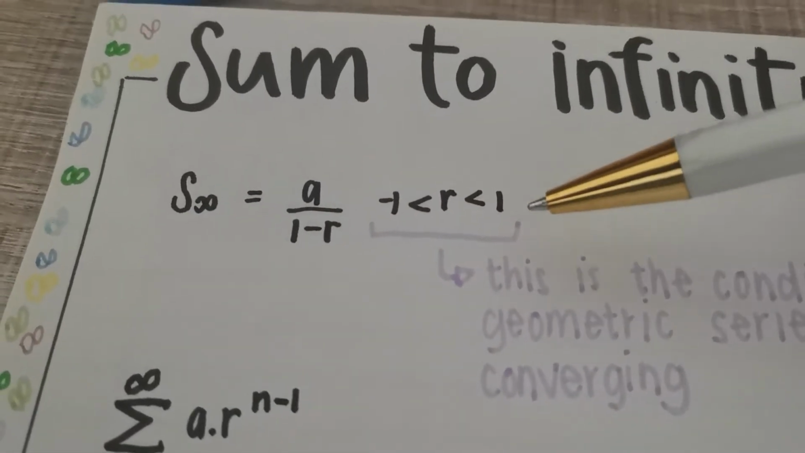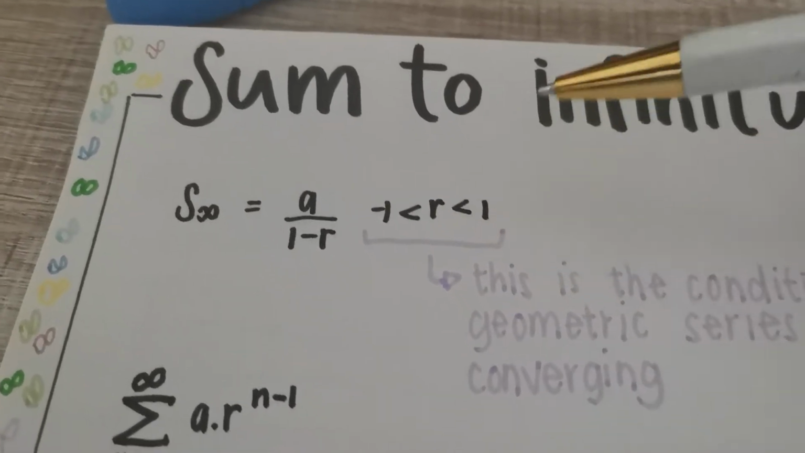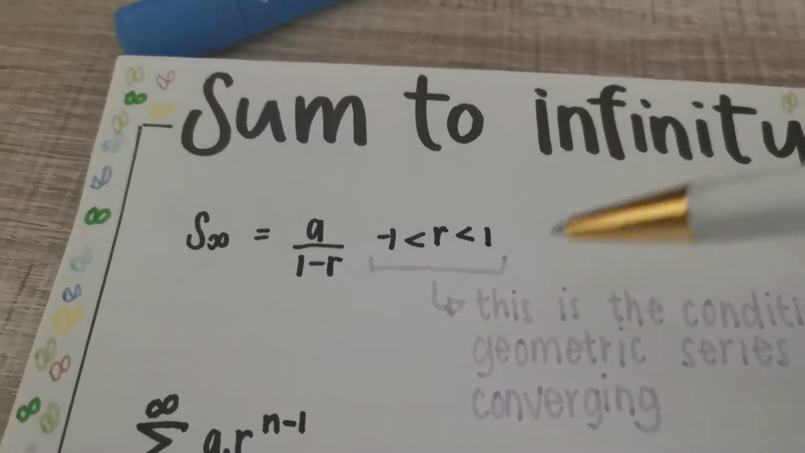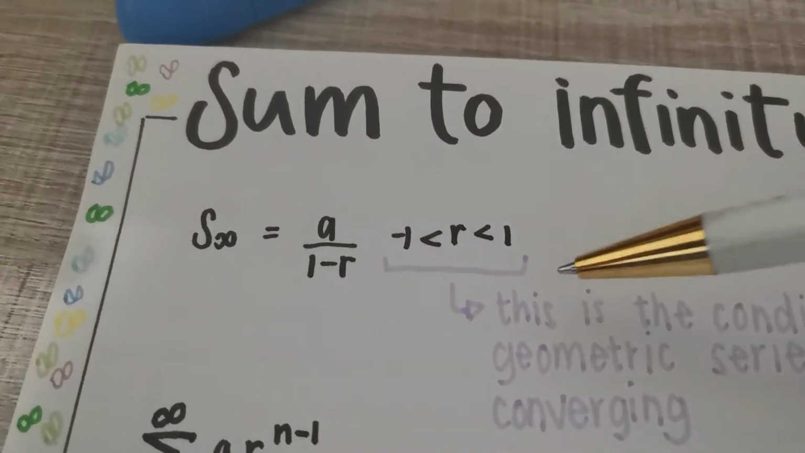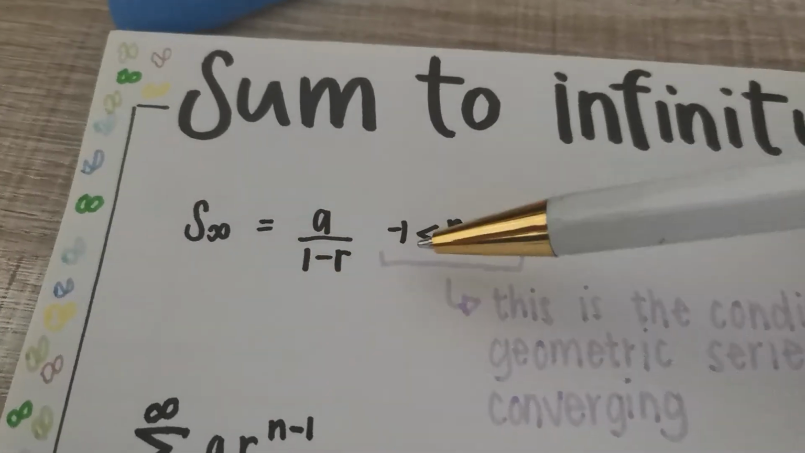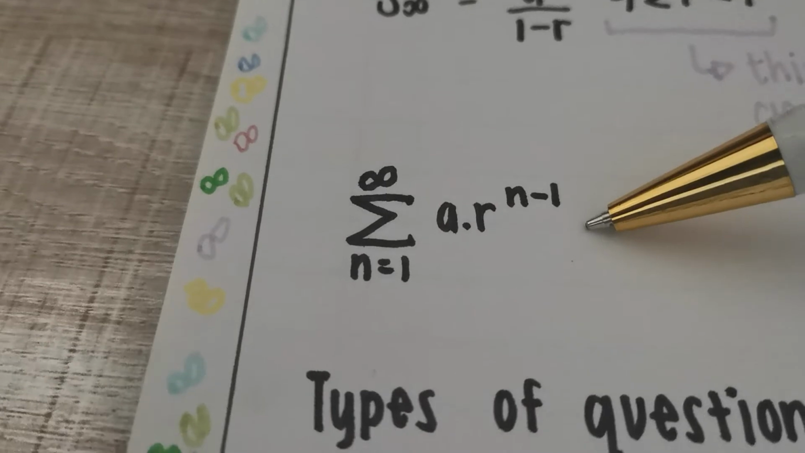You should know that it has a condition to it, and that this condition over here tells us that this series, or geometric series, is going to be convergent, and that's when we know we can use the sum to infinity. If I write it in sigma notation, this is what it would look like.